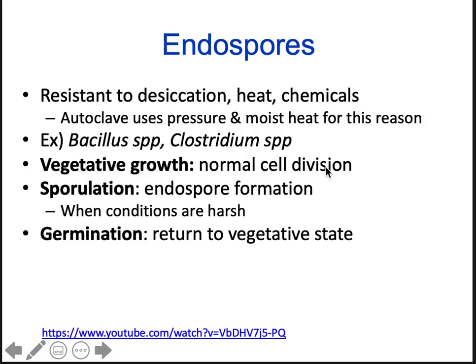Vegetative growth is normal cell division of the bacteria, but if the bacteria becomes exposed to harsh conditions, it's running out of food or any other harsh condition, it could trigger it to sporulate. Sporulation is the process of making the endospore. The endospore itself is a resistant structure for survival. It makes it dormant. It no longer is vegetative if it has an endospore. When the environment is good again, it can germinate and become a vegetative cell once again.